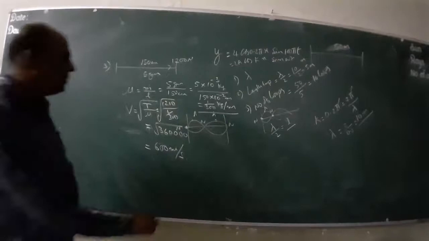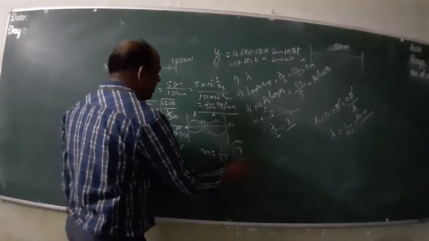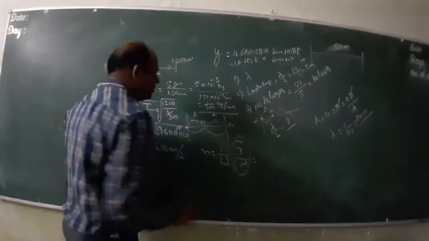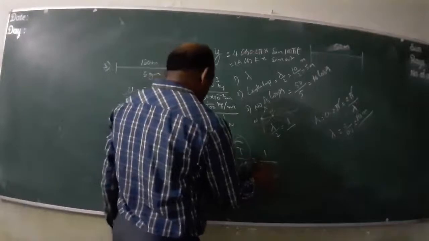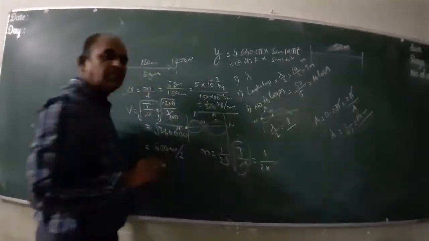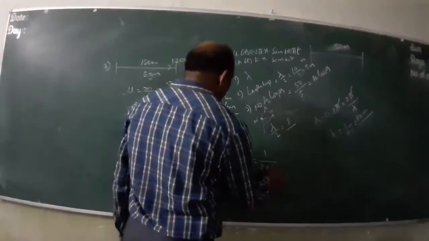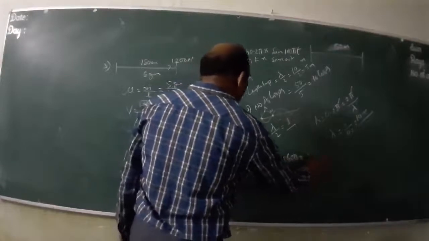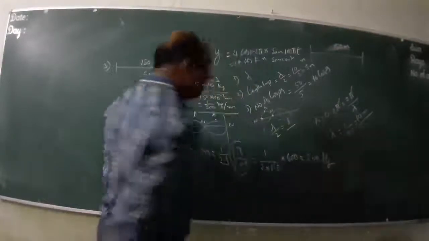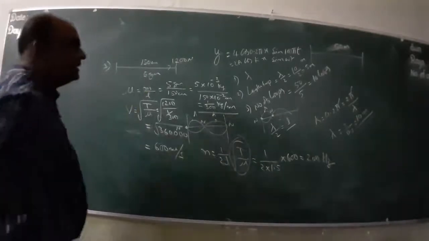What about the fundamental frequency? n is equal to 1 by 2L root of T by mu. Root of T by mu is the velocity, that is 600. So that is 1 by 2 into the length of the wire, 150 centimeter, that means 1.5 meter. 1.5 into 600, so we cancel, 200 Hz. The fundamental frequency is 200 Hz. This is the third problem.